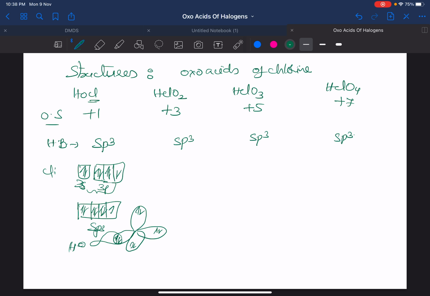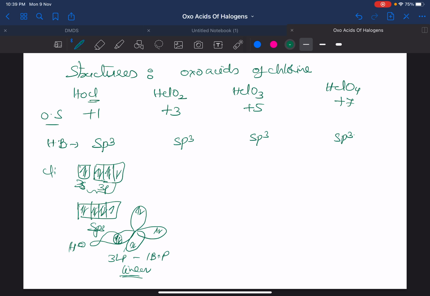So we can explain that in HOCl there are 3 lone pairs and 1 bond pair. The structure of HOCl is linear. It contains 3 lone pairs and 1 bond pair. Due to the repulsion between the lone pairs and bond pair, it will conform only to the linear shape. That is about HOCl, that is hypochlorous acid.